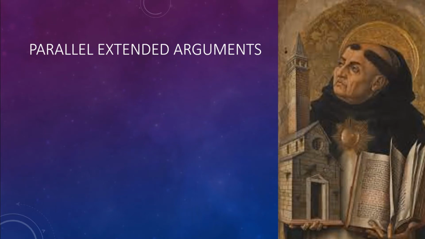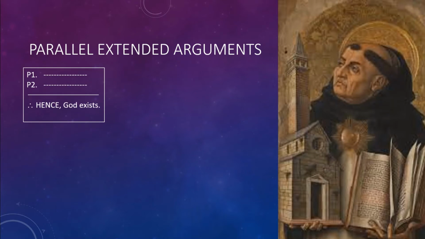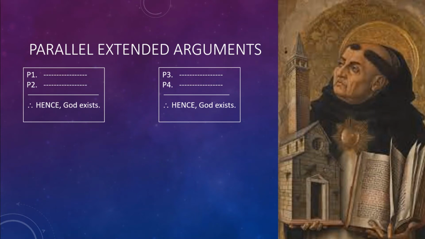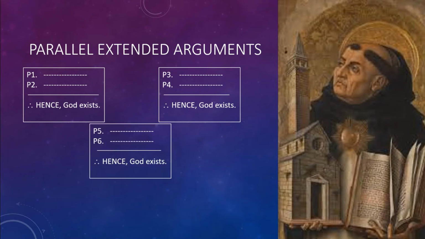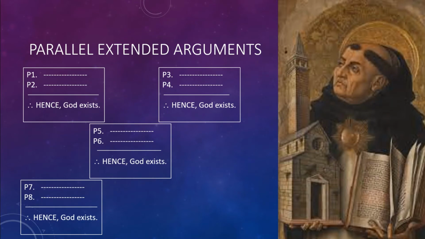One of the best examples of parallel argument structure comes from St. Thomas Aquinas. Famously, Aquinas gave 5 independent proofs of God's existence. We're not going to worry too much about the details of each of these proofs, but I just want to present them in sort of a schematic fashion. So he gave one argument, used a couple of premises, shows that God exists. Then he presented a different argument, and it starts from different premises. So I've given them different numbers. And then he presented a 3rd argument and a 4th argument, and a fifth argument.